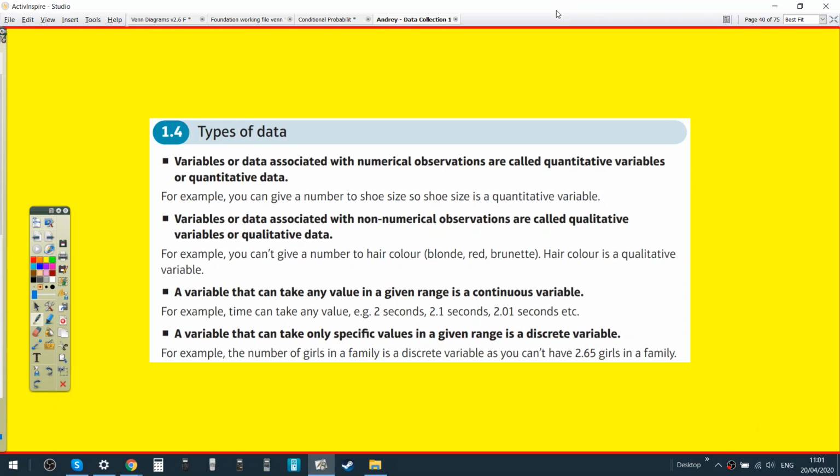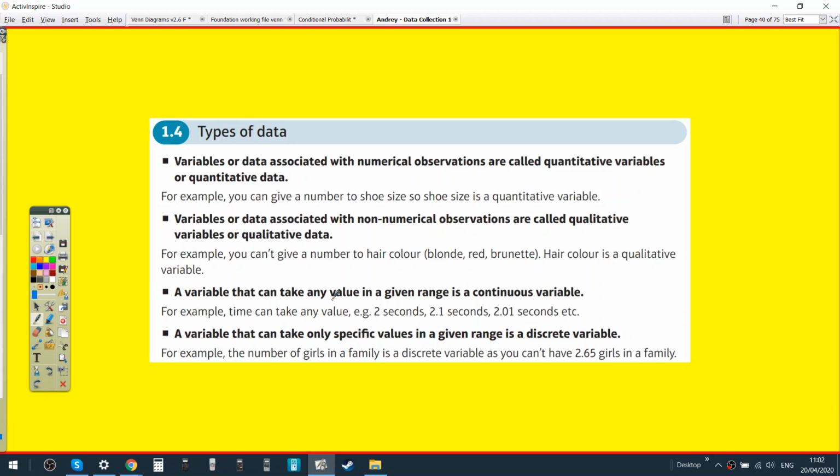Words, like your favorite color: red, blue, green. Quantitative is numbers, so quality, quantity. A variable can change. Yes, so discrete is something that can't be measured more closely. So number of people: one person, two persons.